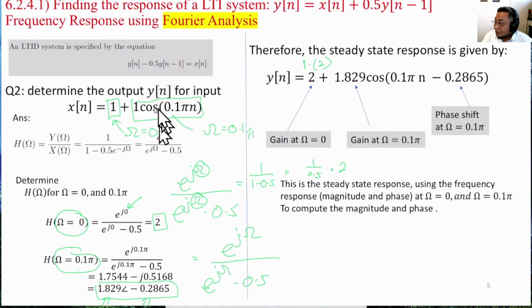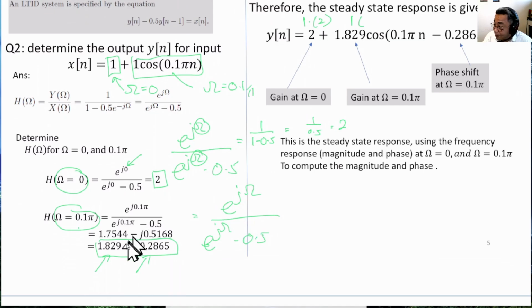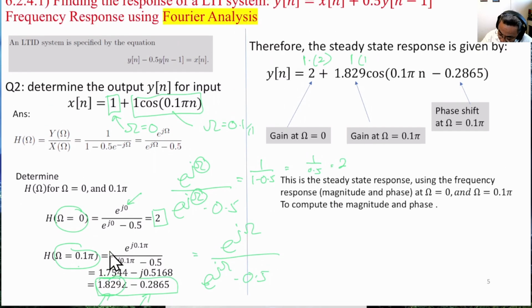What about this one, 1 cosine 0.1 pi n? The original input is 1 times the magnitude. What is the magnitude response? It is 1.829 from here. And therefore, 1 times 1.829 is why it comes out as this value here.